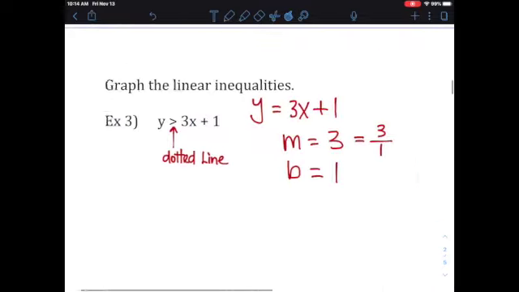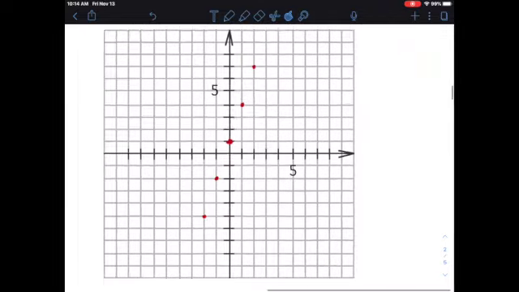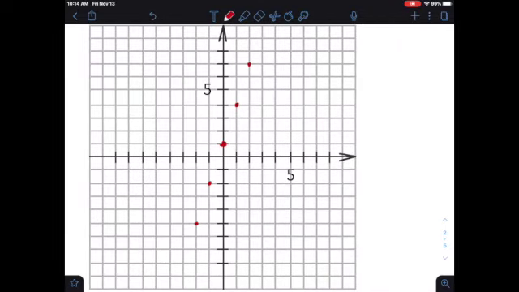Okay, so I'm going to go over here. Now it's kind of nice when you have a dotted line and we already have dots put in. So you just kind of have to dot it and do not connect them.